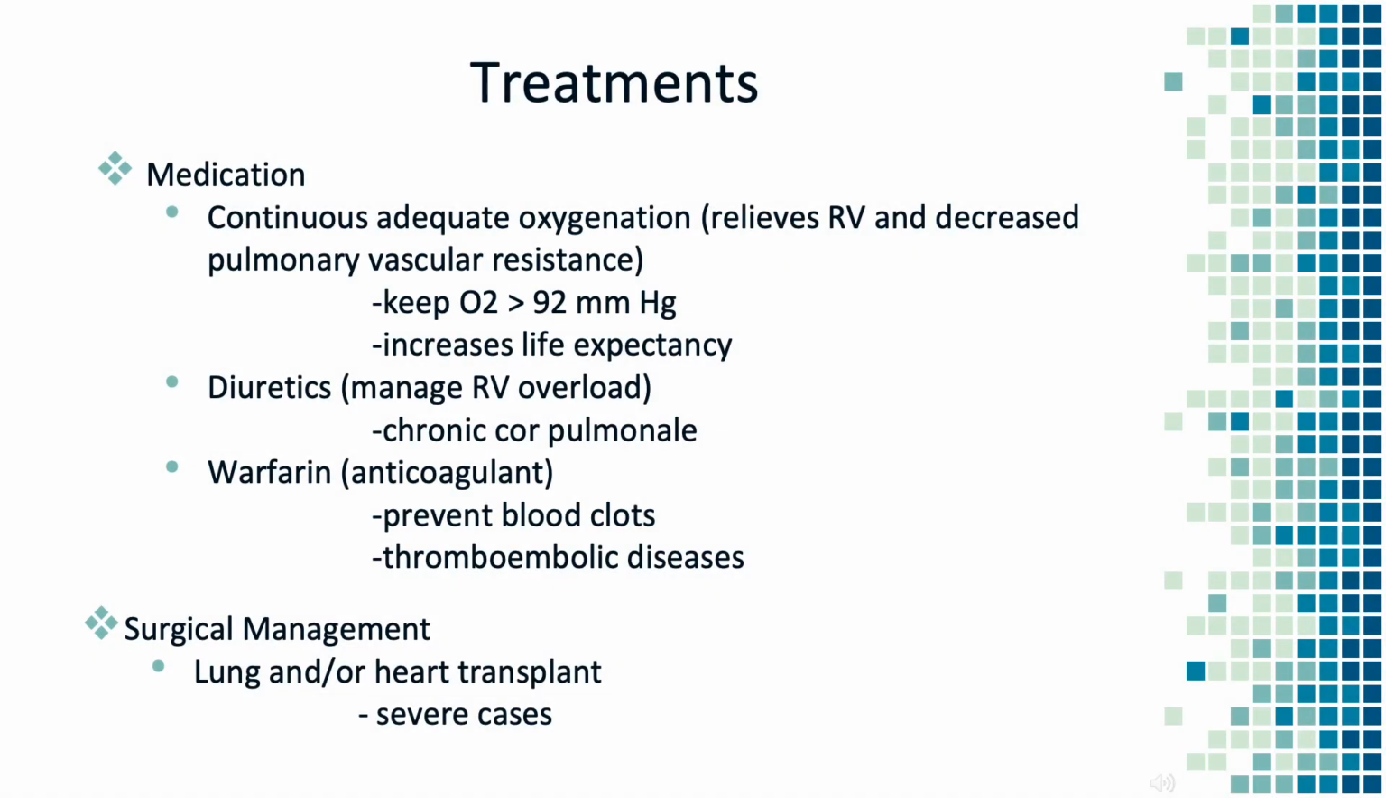Now here are some medications to treat cor pulmonale. Treatment of cor pulmonale means treatment of the underlying cause. Continuous adequate oxygenation helps to relieve the right ventricle and decreases the pulmonary vascular resistance. Giving diuretics to patients can help to manage the right ventricle overload in chronic cor pulmonale. Warfarin can also help. As an anticoagulant, it will help to prevent blood clots that occur, especially in thromboembolic disease. As for surgical management, a heart transplant is only necessary in the most severe cases of cor pulmonale.